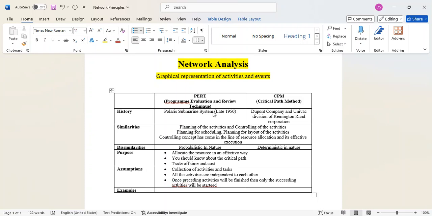What type of behavior is this? You will understand that activities are technological in origin. In a number of books you will find this type of term: activities are technological in context. It means once one activity is completed, the succeeding activity will be started.